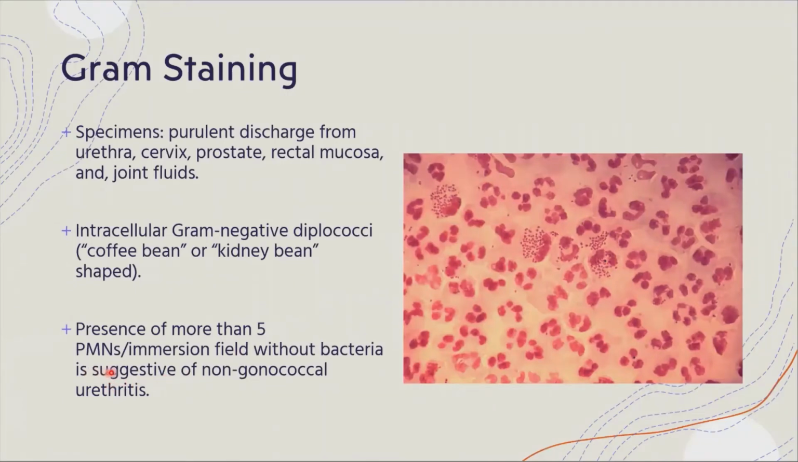So presence of more than 5 PMNs per immersion field without bacteria is suggestive of non-gonococcal urethritis. So ang unang hinahanap nga natin, 'di ba, is yung mga polymorphonuclear cells or yung mga neutrophils. At ang susunod yung hahanapin ay yung mga intracellular diplococci. So kapag nakita nyo to, so that is suggestive of gonorrhea.